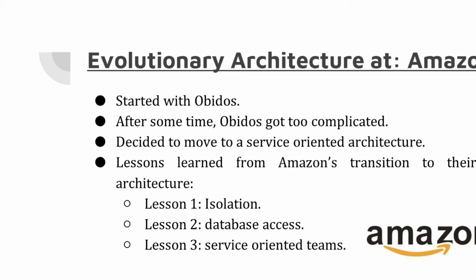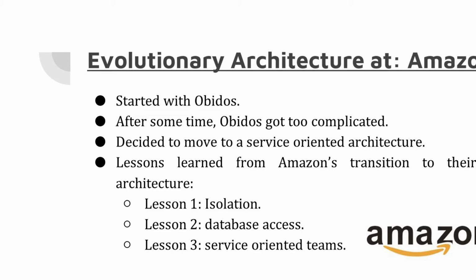Next, we're going to talk about the evolutionary architecture, and specifically the evolutionary architecture at Amazon. It started with Obidos, which is a monolithic application running on a web server. After some time, Obidos got too complicated to promote a software environment that would allow things to be done that they would like to be done. They decided that moving to a service-oriented architecture would allow them to build software components rapidly and independently. And they learned several lessons in this transition to their new architecture.